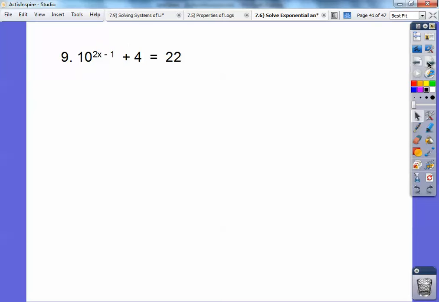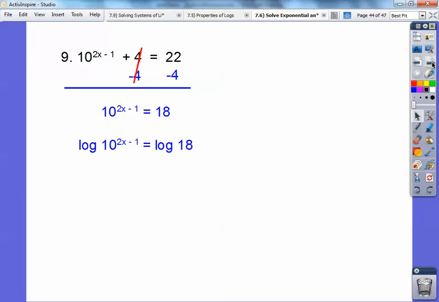Okay, 10 to the 2x minus 1 plus 4 equals 22. Okay, I'm going to subtract 4 on both sides and get 18. Now I'm going to log both sides because there's nothing in common with 10 and 18, you guys. So you can't even divide by 2 because this 10 has a power on it and this 18 doesn't have a power. I can't divide both sides by 2 right here. You can't do it because this doesn't have the same power as the other side over there. Okay, so what I'm going to do is log both sides, log base 10 of both sides. All right, don't forget it's base 10.